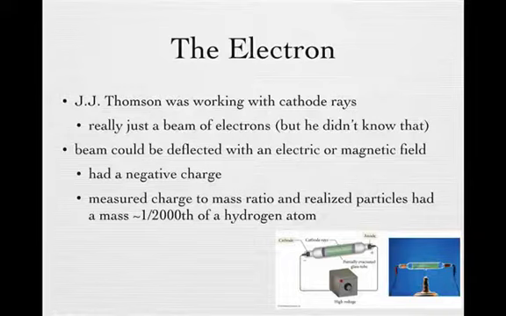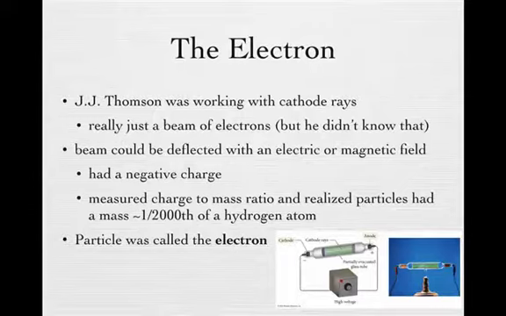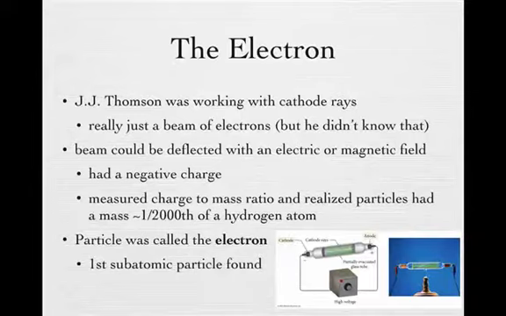It's actually pretty close. But this really was interesting because it was believed for quite some time that hydrogen was the smallest possible particle. And here we have something that's much, much smaller than a hydrogen atom. And so this new particle was called an electron, and that, of course, is what we still call it today. And as we mentioned earlier, this was the first subatomic particle that was found.